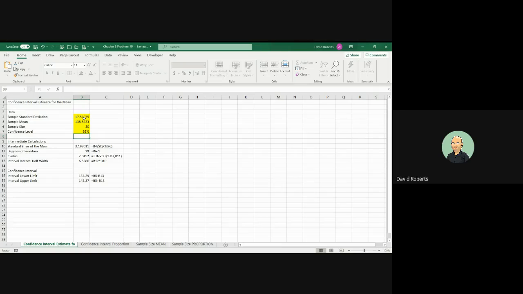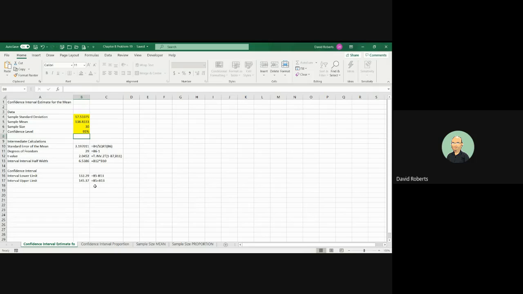So how do we interpret this? There is a 95% probability or likely outcome or chance, whatever words you want to use, that the population average commute time is between the lower bound of 132.29 minutes and the upper bound of 145.37 minutes. So basically, we're 95% sure that the average commute time is between 132 to 145 minutes.